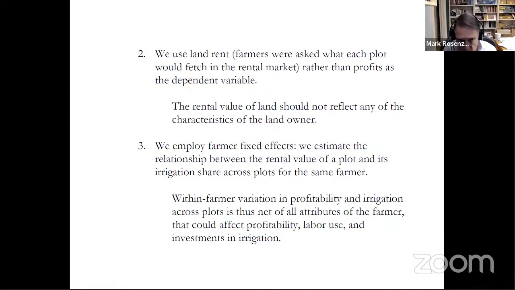But even better than that, because we have a majority of farms in which the farms have multiple plots, we can employ farmer fixed effects. That is, we can examine the relationship between the rental value of a plot and its irrigation share across plots for the same farmer, which means that the fact that the farmer is a good farmer or has better access to credit is going to be irrelevant to that relationship.